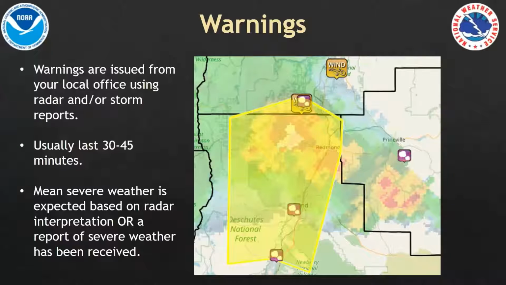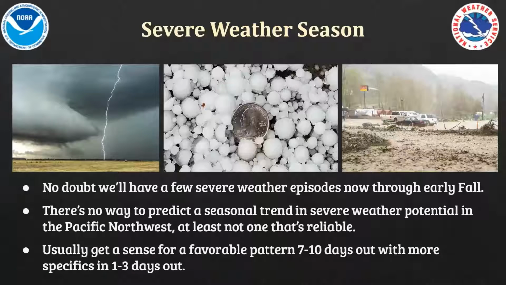Next slide, please. And then a warning is issued by the local office based on radar and/or storm reports, and they can usually last for 30 to 45 minutes to an hour. It means that severe weather is expected based on radar interpretation, or a report of severe weather has been received. Next slide.